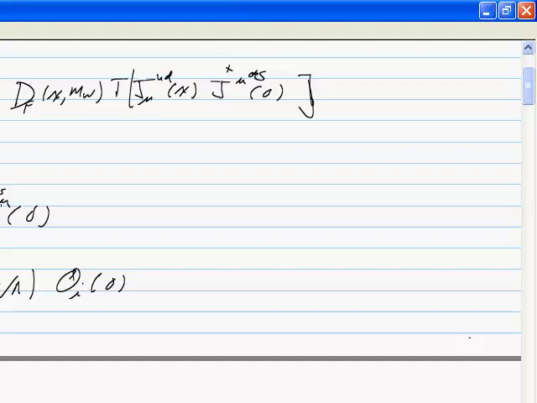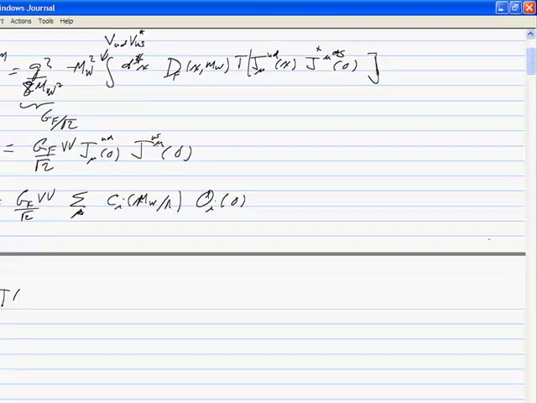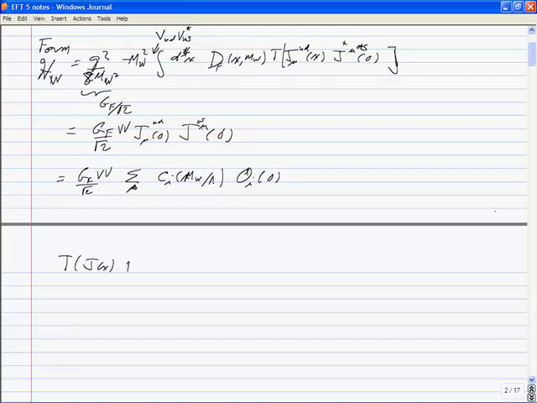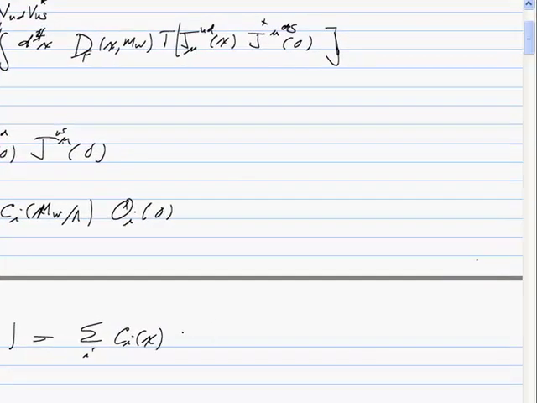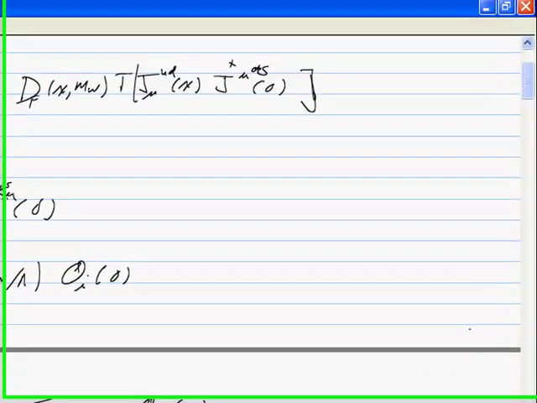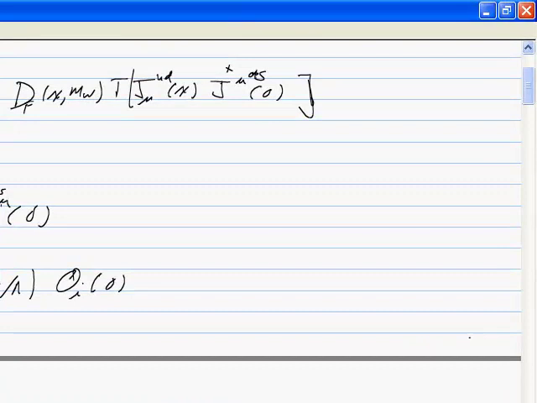Technically, the operator product expansion would be the time ordered J of x, J of 0, is the sum over i, c_i of x, O_i of 0. That's how you often see it written. But here we do the integration over the W propagator, and it turns into a function of m_W over lambda. So the goal is to see what goes into that and how to interpret it.